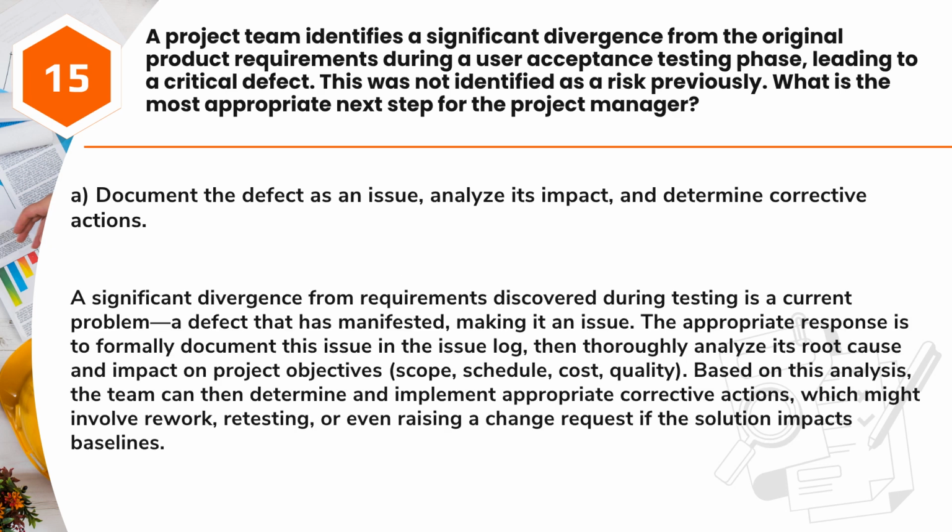Answer: A. Document the defect as an issue, analyze its impact, and determine corrective actions. A significant divergence from requirements discovered during testing is a current problem, a defect that has manifested, making it an issue. The appropriate response is to formally document this issue in the issue log, then thoroughly analyze its root cause and impact on project objectives, scope, schedule, cost, quality. Based on this analysis, the team can then determine and implement appropriate corrective actions, which might involve rework, retesting, or even raising a change request if the solution impacts baselines.